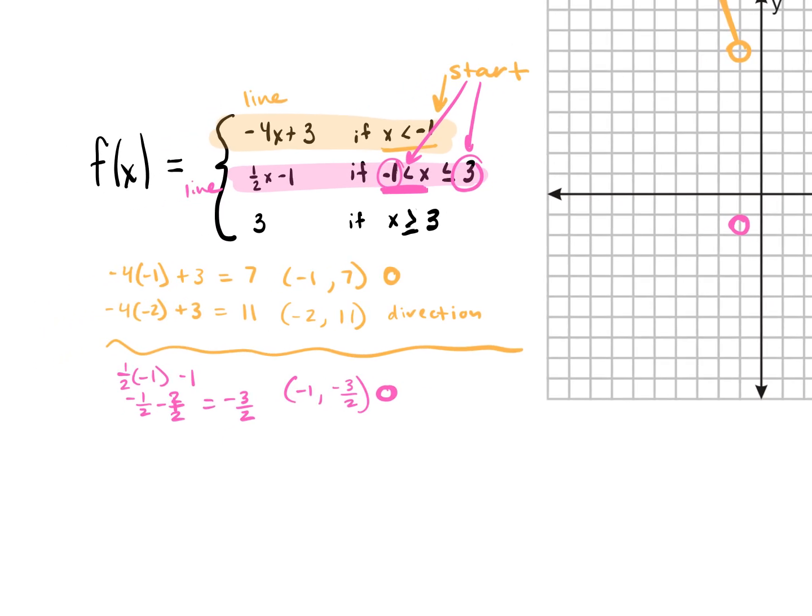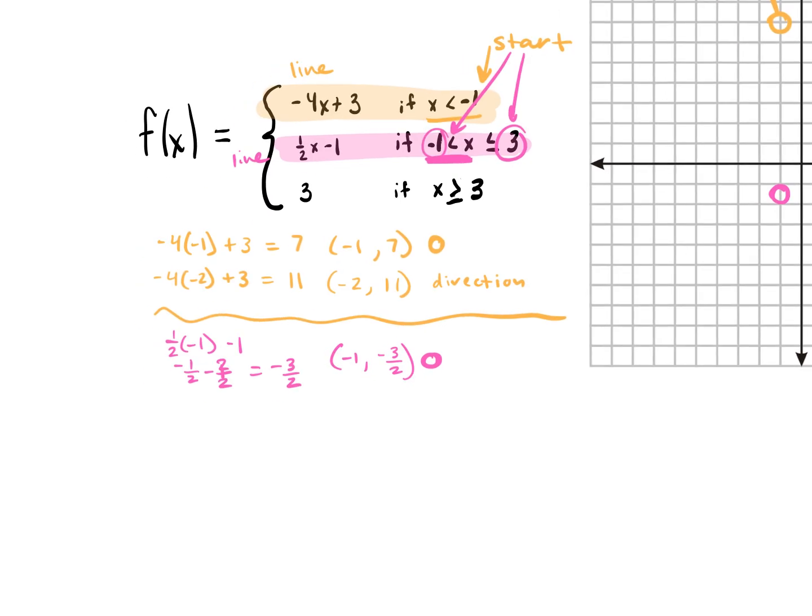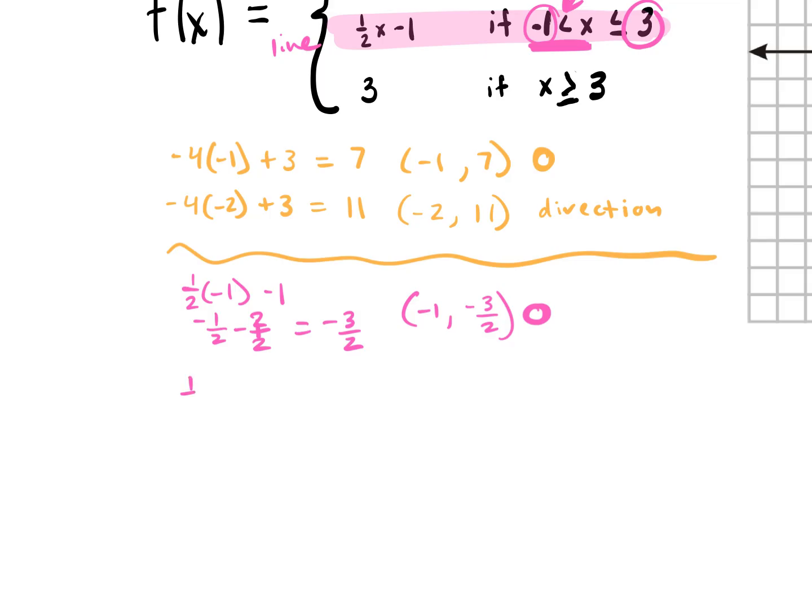What should we plug in next? Perfect. Let's plug in 3. So we have 1/2 times 3 minus 1. So 3 over 2 minus 1. We change 1 to be what? 2 over 2. 3 minus 2 would be 1 over 2. So 1/2. So we have 3 comma 1/2.